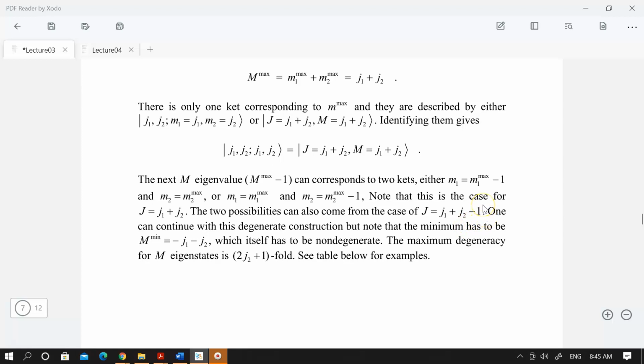But now there is another complication: how do I get M equals J1 plus J2 minus 1? What would be the value of J? Well, it can come from the case of J equals J1 plus J2 minus 1, so in that particular case, the M that we had earlier will be the maximum. But we can also have the case of the other J's, and one has to enumerate all these possibilities to get all these different combinations.